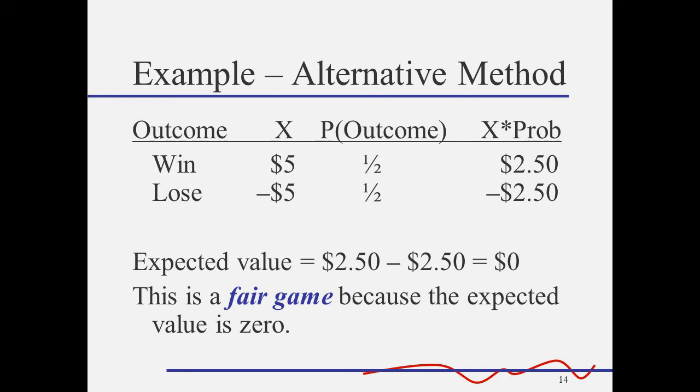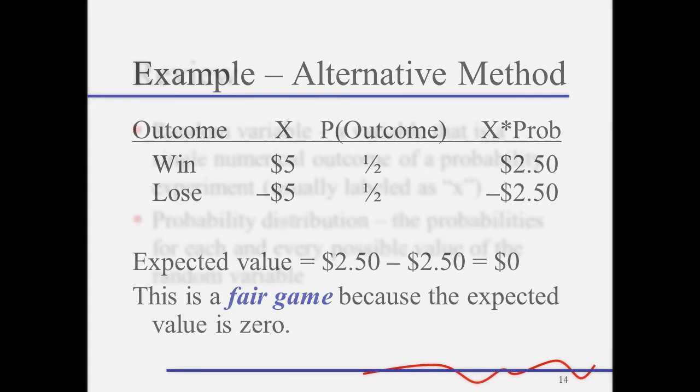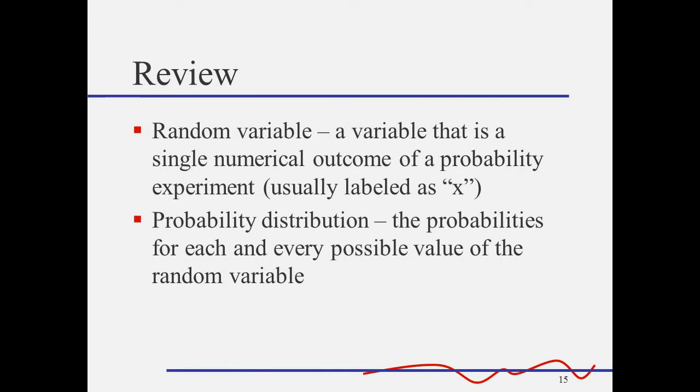And this brings me to another definition. A game is statistically fair when the expected value is 0. In review, a random variable is a variable that is a single numerical outcome from a probability experiment, and it must be a number. A probability distribution gives every possible value of the random variable and the probabilities for all the values, and we know it's correct when we add up all the probabilities and they add to 1.